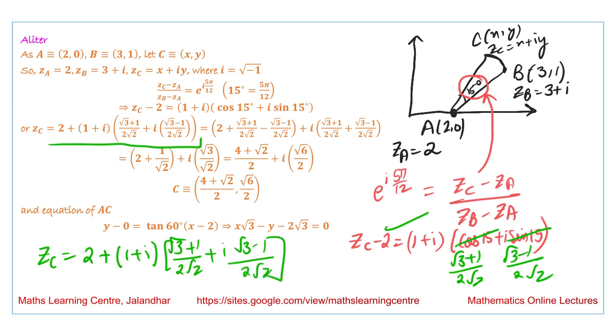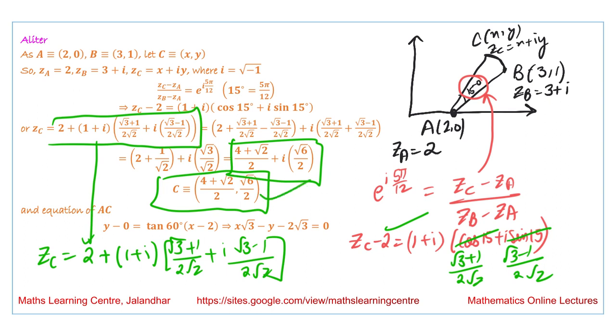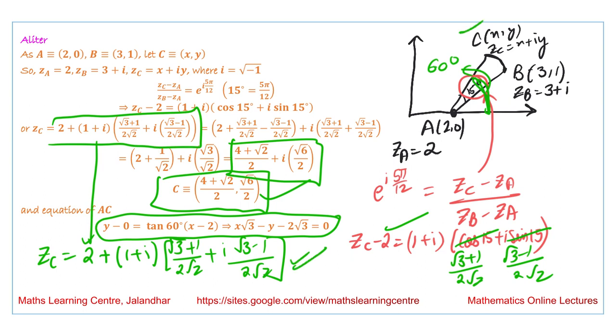We are talking about this value over here. On solving this and comparing the real and imaginary parts, you will obtain that the values of x and y are 4 plus root 2 by 2 and root 6 by 2. And the equation of the line we can obtain by using the fact that this total angle over here is 60 degrees. So this gives us the coordinates of the point C, and this gives us the angle that this line AC forms with the x-axis.